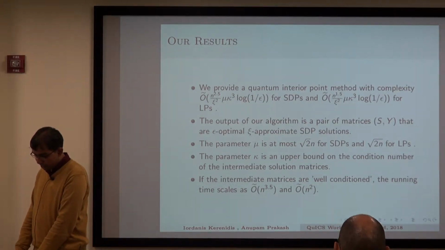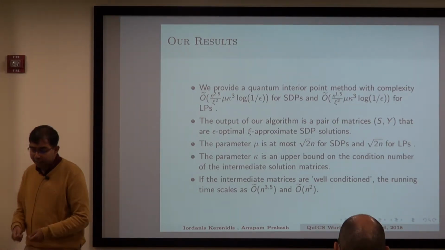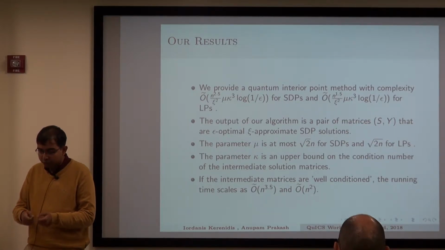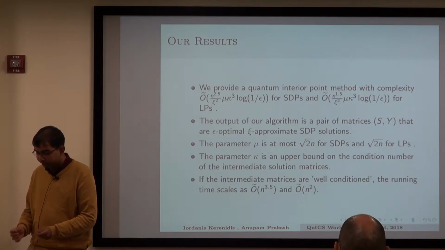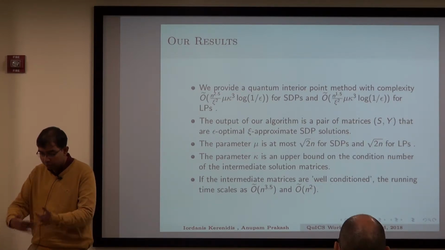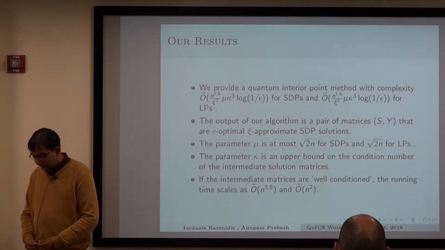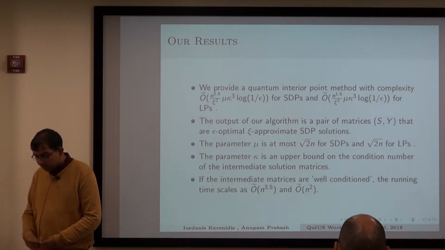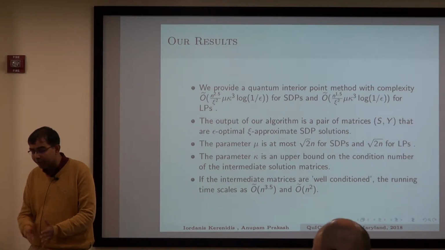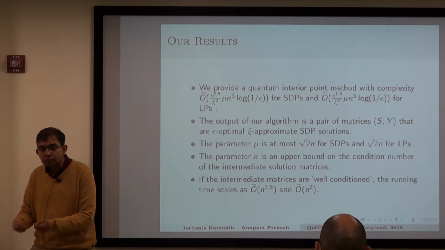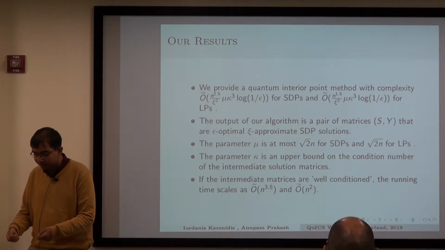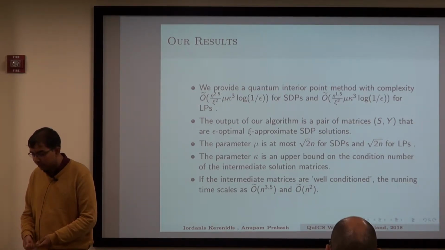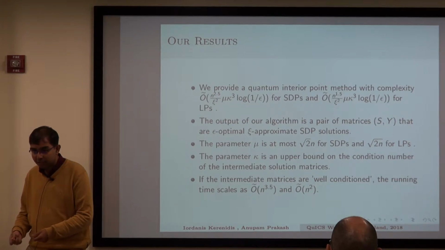So okay, now this parameter kappa is the condition number, but it's an upper bound on the condition number of the intermediate matrices that arise in the interior point method. So it's like an upper bound on all the matrices which will arise in your iteration, all the solution matrices. And so the upshot is that if the intermediate matrices are well conditioned, like if this condition number is independent of the dimension or has a very small dependence on n, then we do obtain a polynomial speedup, and the running time scales as n^3.5 for the SDPs and n squared for the LPs.